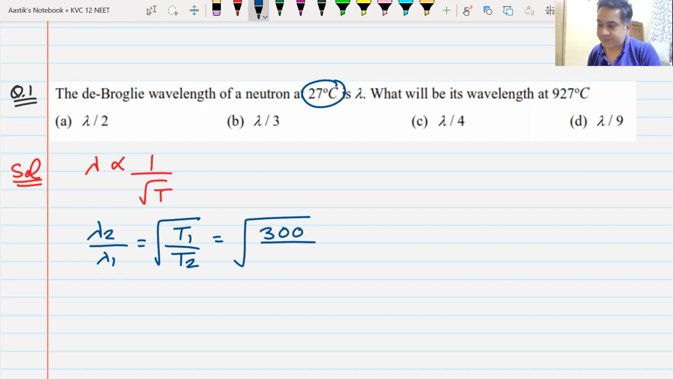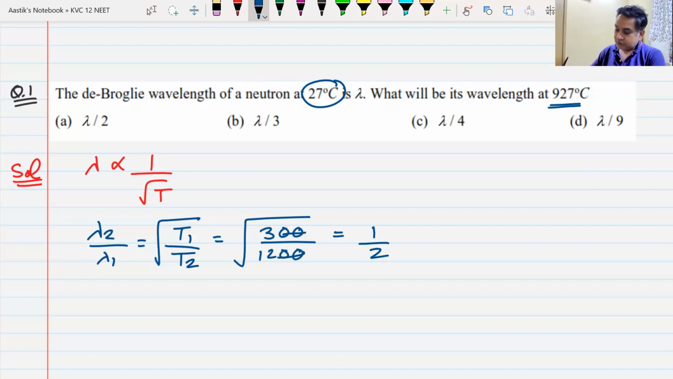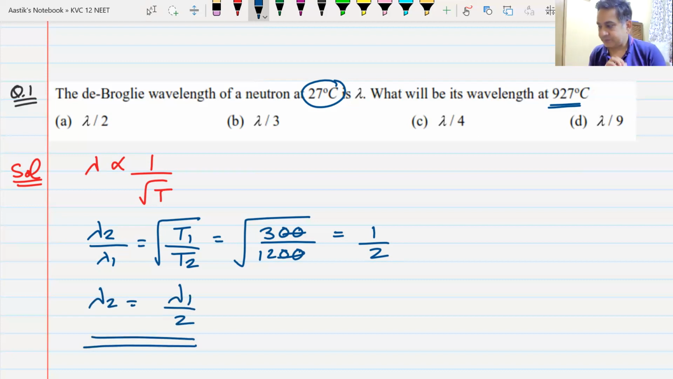Do we understand this? Yes, sir. Similarly, 927 is also given for the same reason. 927 plus 273 becomes 1200. And you divide this, you will have 1 by 4 and root of 1 by 4 is 1 by 2. So your lambda 2 becomes lambda 1 by 2 and that is the answer that you get. We understand this, everyone? Yes, sir. Okay, one more question, last question of this category.